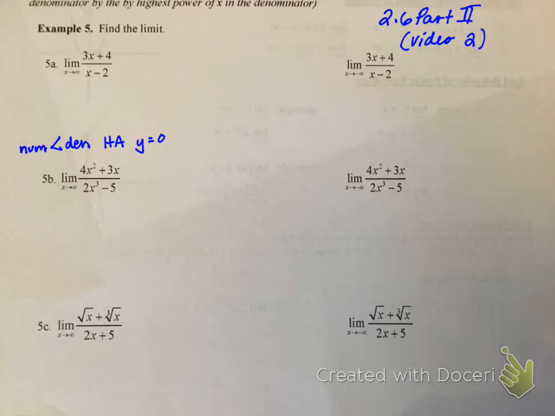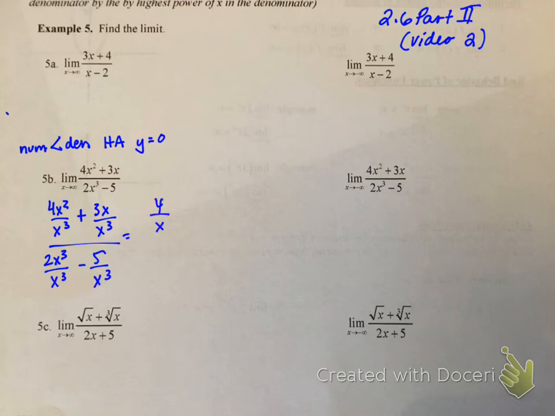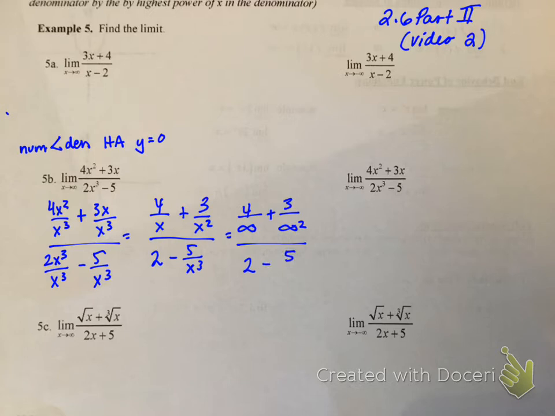So what I'm going to do here is divide everything by the highest power in the denominator. So I get 4x squared over x cubed plus 3x over x cubed, over 2x cubed over x cubed minus 5 over x cubed. When I do this, I get 4 over x plus 3 over x squared, all over 2 minus 5 over x cubed. And if we plugged in infinity, I'll just show you, I'm now going to have 4 over infinity plus 3 over infinity squared, over 2 minus 5 over infinity.